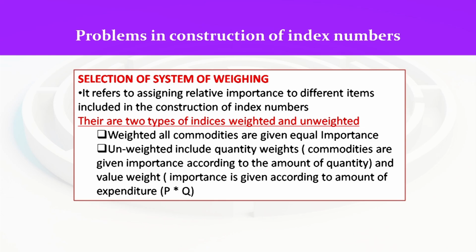There are two types of indices, weighted and unweighted, and we are going to have a very elaborative session which talks more about the methods of calculation of index number. In the unweighted, all commodities are given equal importance, and the weighted include quantity weights. Commodities are given importance according to the amount of quantity, and value weight importance is given according to the amount of expenditure. So selection of the appropriate formula is there.